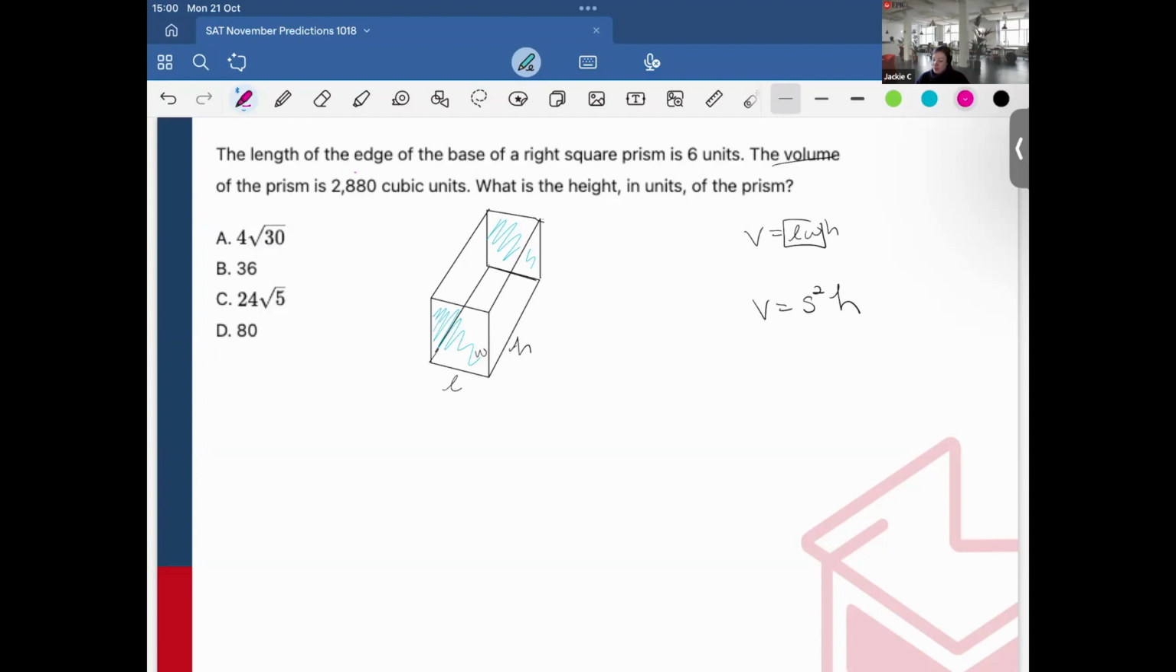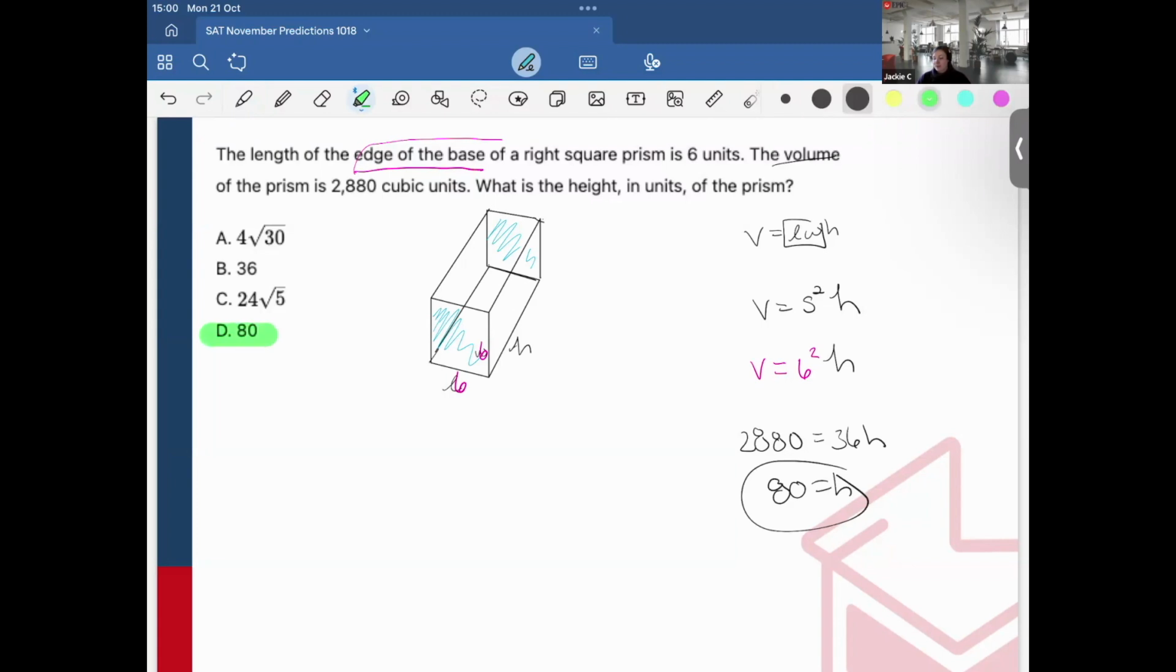So if I know the edge of the base of a right square prism is 6, this is 6, and this is 6. So therefore, this would be 6 squared. The height I'm solving for, but I also know the volume, so 22,880 is equal to 36h. And then I just need to divide each side by 36. Let's see what that is. Oh my goodness, and it is 80.